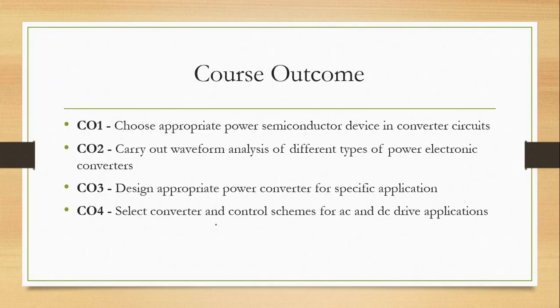Now before moving on to the topic, you can see what you will be able to obtain, or what the course outcome of this particular topic is. So at the end of this video series of module 5, you will be able to select converter and control schemes for AC and DC drive applications. So at the end of this electric drives topic, you will have attained CO number 4.